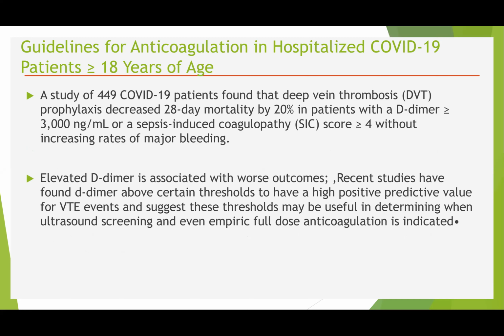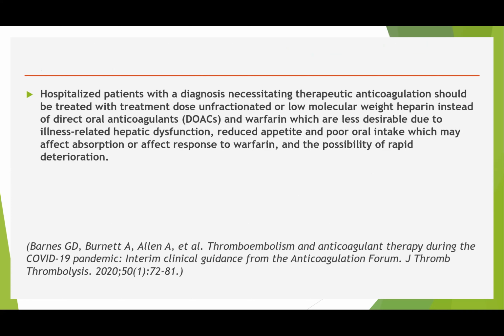A lot of studies are there. One study of 9 patients on COVID-19 DVT prophylaxis found a decrease in 28-day mortality rate by 20% in patients with D-dimer more than 300 and sepsis-induced coagulopathy score more than 4, without increasing the rates of major bleeding. Elevated D-dimer is associated with worse outcomes. Recent studies have found that D-dimer above certain thresholds has a high positive predictive value for venous thromboembolism. It even suggests these thresholds may be useful in determining when ultrasound screening or empiric full-dose anticoagulation is needed.